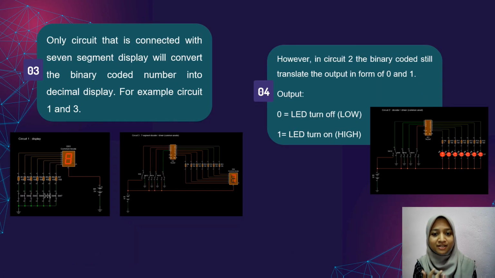Moreover, referring to the result, only the circuit that is connected with the 7-segment display will convert the binary coded number into a decimal display, for example in circuit 1 and circuit 3. However, in circuit 2, the binary code still translates the output in the form of 0 and 1, where the LED is turned off when the output is 0, and the LED is turned on when the output is 1.